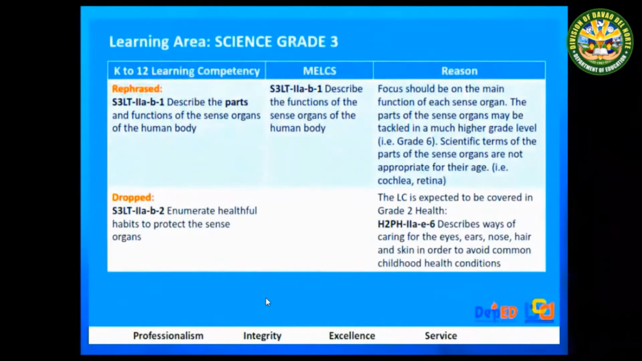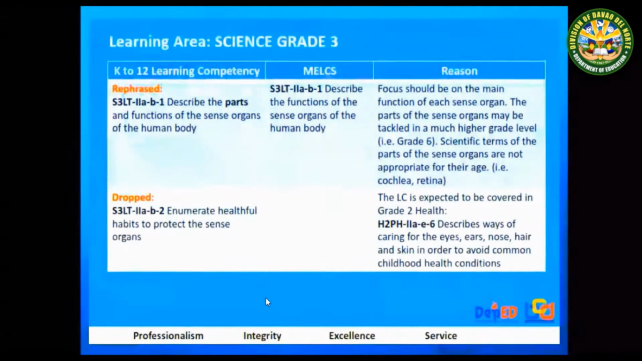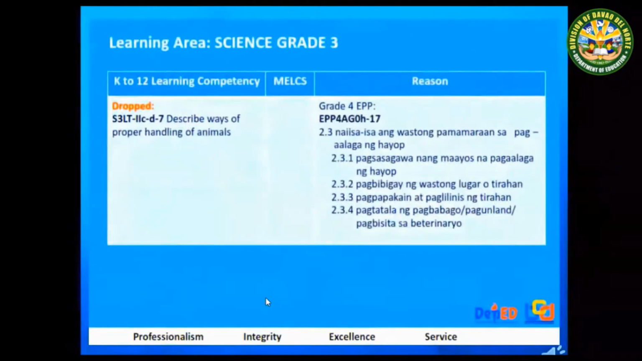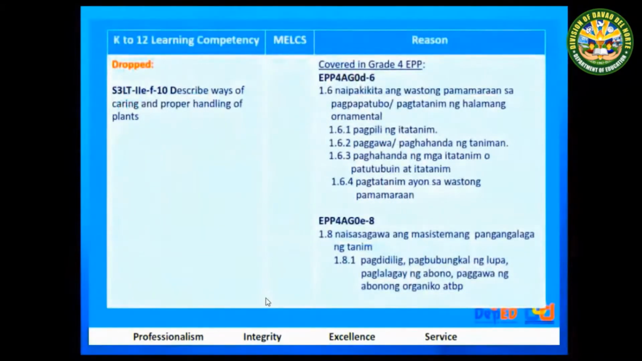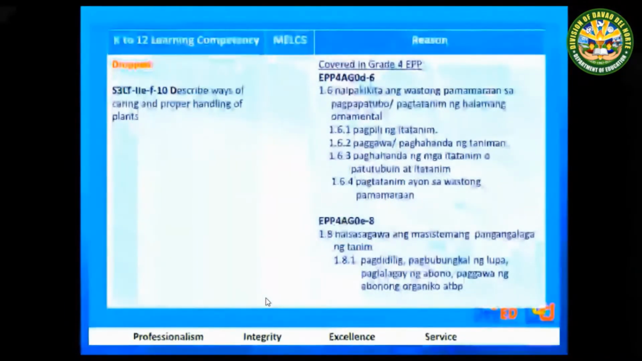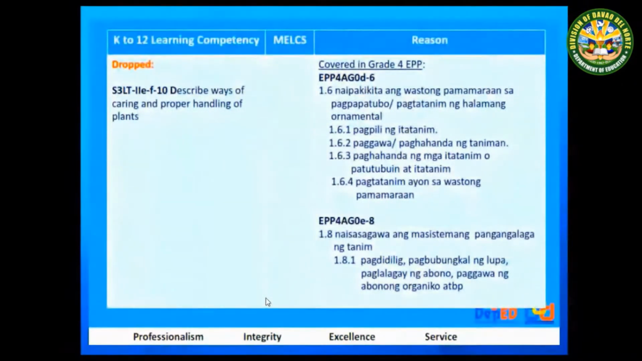Whereas the second competency was dropped. The reason is reflected in the last column of this slide. Another LC in science grade 3 is dropped. The reason, it will be discussed in grade 4 EPP. In addition, another LC was dropped for grade 3 due to all these topics will be covered in grade 4 EPP.